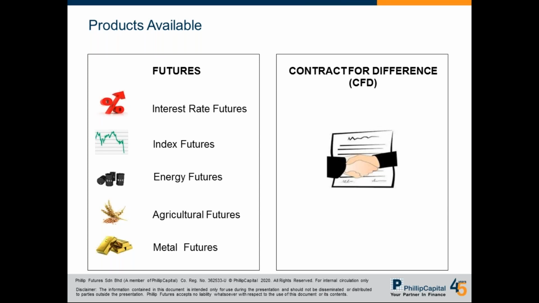Just like our company name, Phillip Futures, our main focus over the past 10 years has always been futures. This is where our interests are. However, tonight I'm not going to cover futures, but the second product that we introduced in 2019, which is CFD, or contract for difference. Our contract for difference is on Malaysia's top 100 stocks, which I will do a very quick recap of later on.